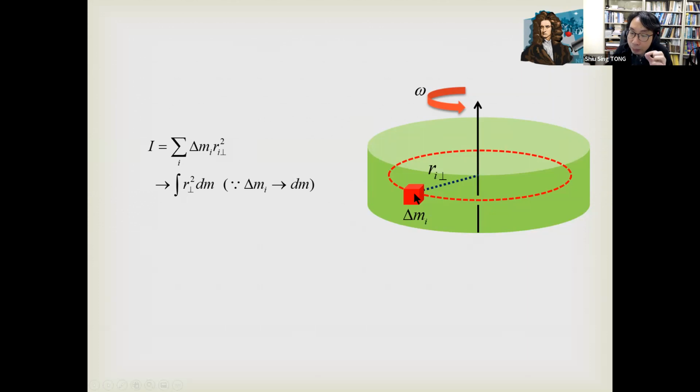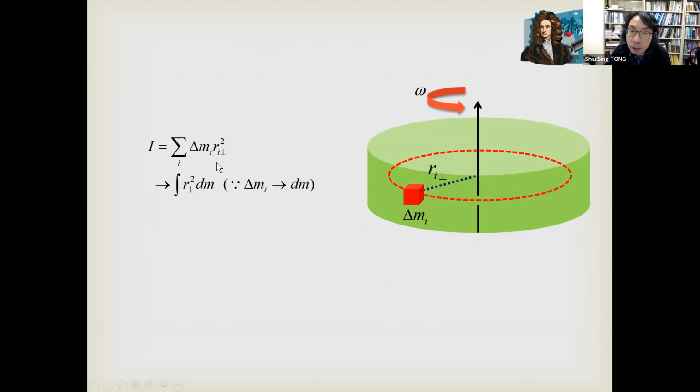So the mass of each piece will eventually tend to 0. That's why I use delta M to denote the mass of each piece. Eventually, the mass of that piece will go to 0. And by our formula, I is the summation of M Ri perpendicular squared. Now my M is small, just a little piece, so I have delta Mi Ri perpendicular squared. Can you see that?